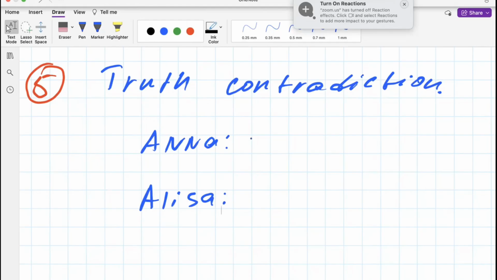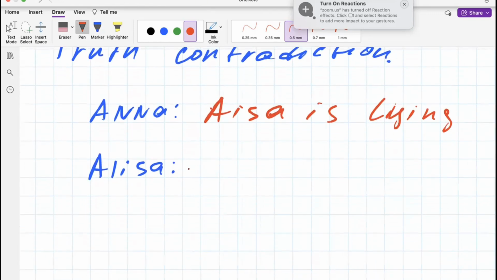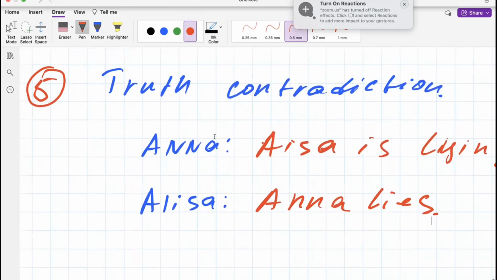It's called Knights and Knaves, I think. Knights always tell the truth and knaves always lie, and you have to figure out who is the knight and who is the knave. And yeah, you have two statements. Maybe Anna says that Alisa is lying. And then Alisa says that Anna lies. And you have to figure out who tells the truth if they're contradicting each other.